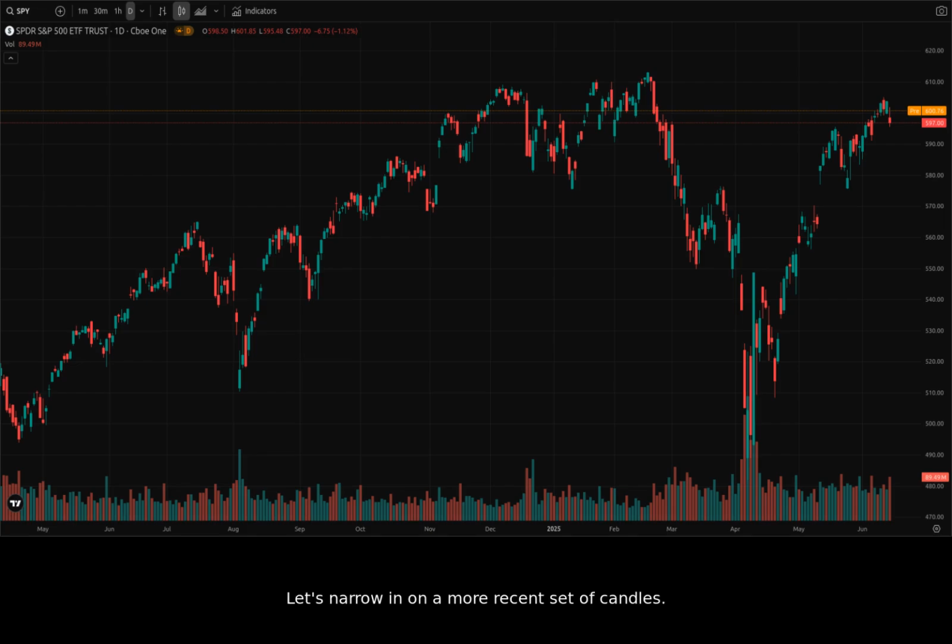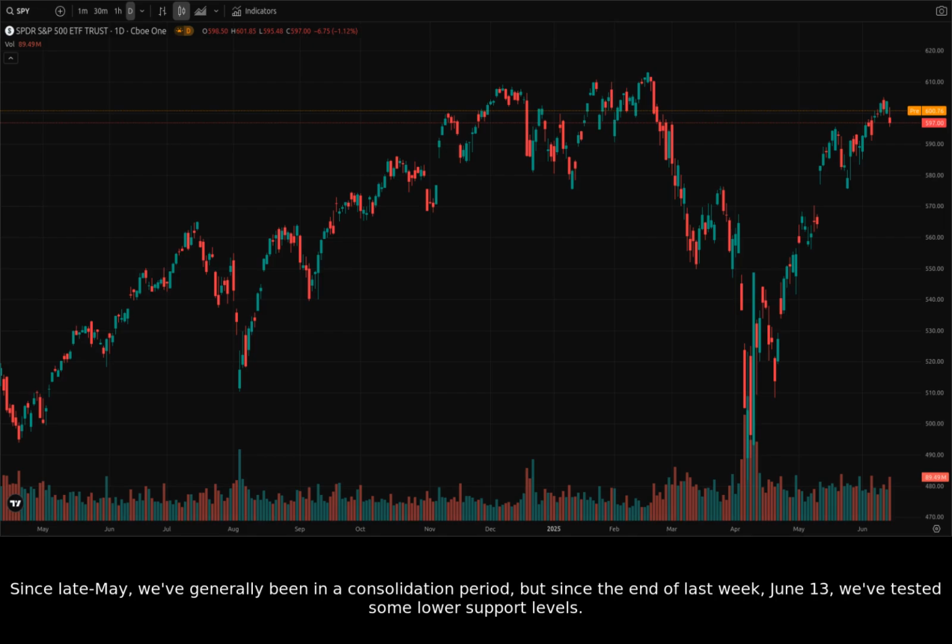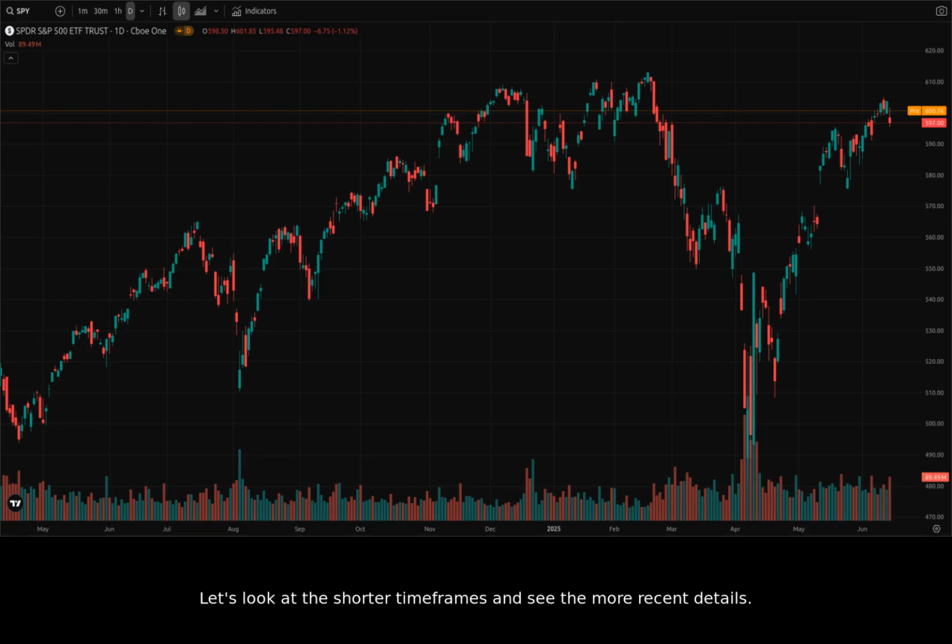Let's narrow in on a more recent set of candles. Here we're looking at the period roughly from the start of 2025 through today's present day. Since late May, we've generally been in a consolidation period, but since the end of last week, June 13th, we've tested some lower support levels. Let's look at the shorter timeframes and see the more recent details.